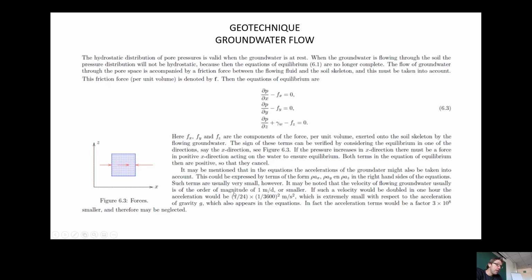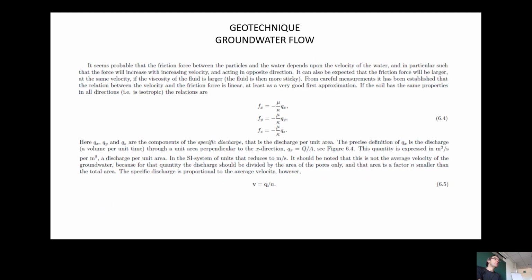It is important at this time to consider that the equation of acceleration of a groundwater might also be taken into account. So it could be expressed by terms of rho A x, rho A epsilon, and rho A z, because, for example, we want to consider the gravity itself, so that represents the weight of the soil, of course. And at this point, we can consider that the velocity of flowing groundwater usually is of the order of magnitude of 1 meter per day, or smaller. If such a velocity would be doubled in 1 hour, the acceleration, of course, will increase a little bit.